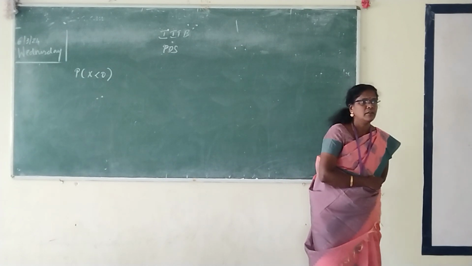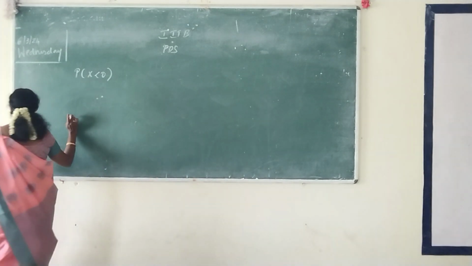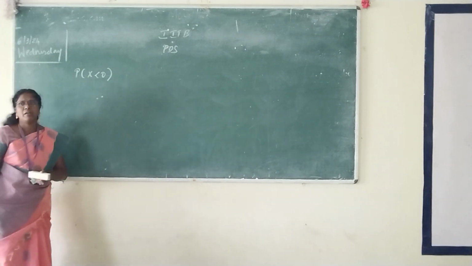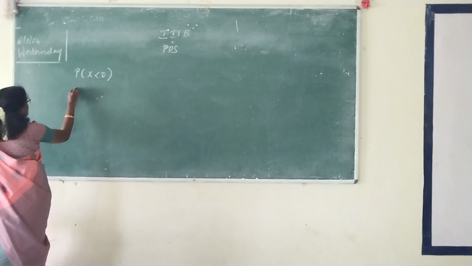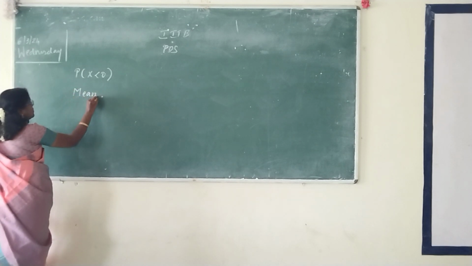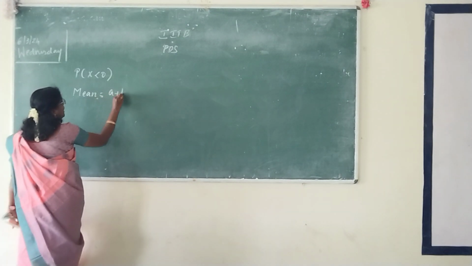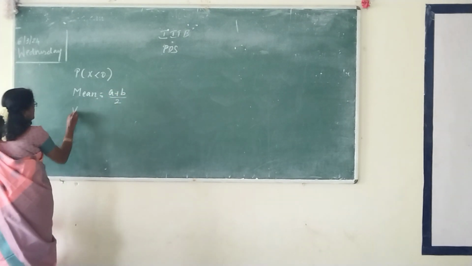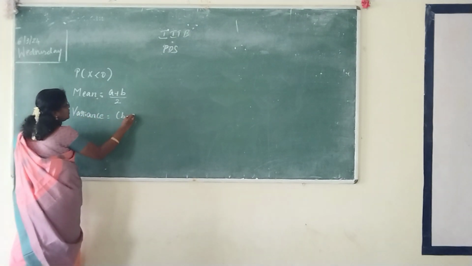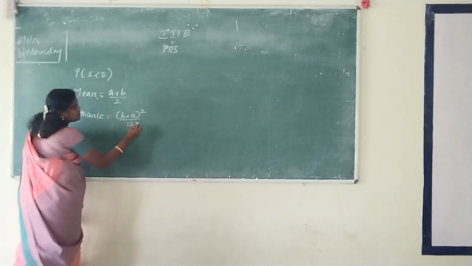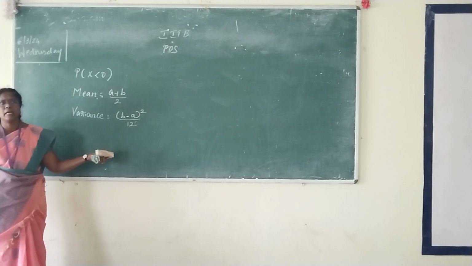So start the solution. Given x is uniformly distributed. Therefore, what is the mean for the uniform distribution? A plus B by 2. Variance is equal to B minus A the whole square by 12. Now we know these two values. Let us substitute, simplify and find what A is and what B is.